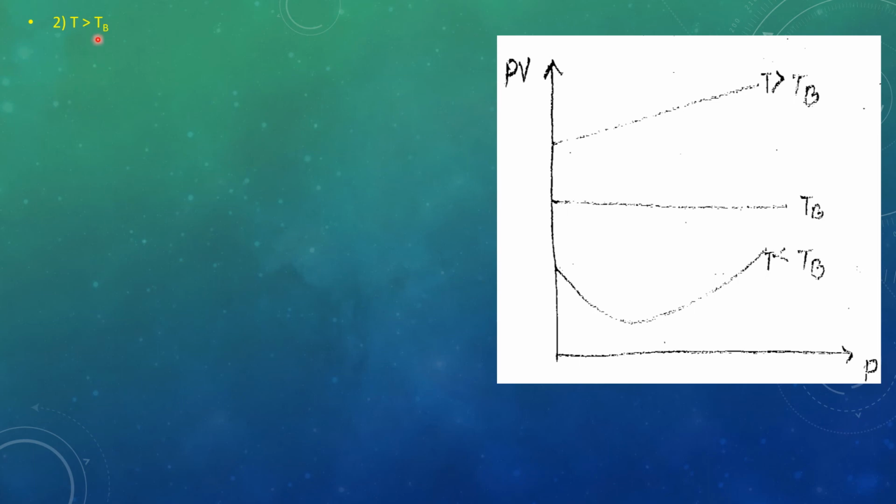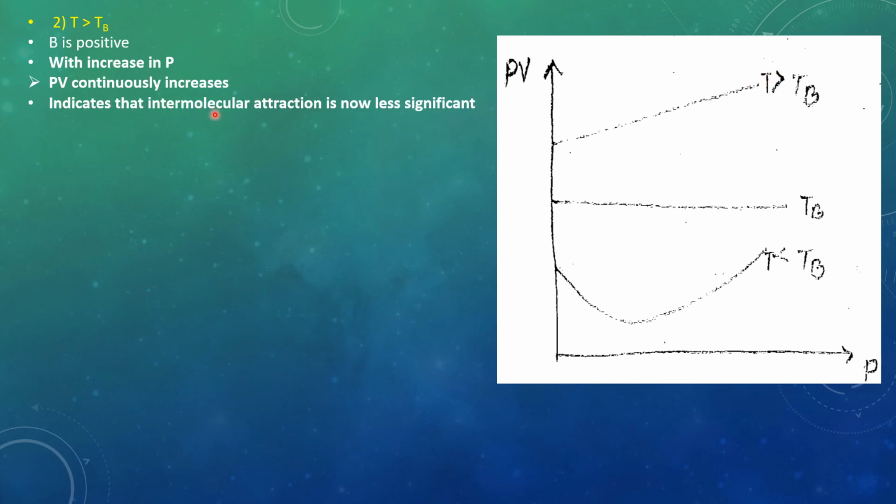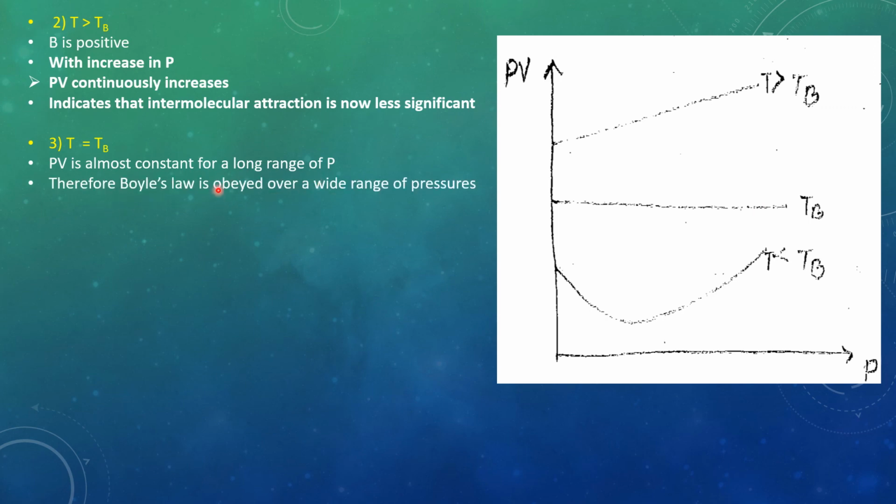For a temperature greater than Boyle's temperature, B will be positive. That is this curve, this line. With increase in T, PV continuously increases. This indicates that the intermolecular attraction is now less significant. And for a temperature equal to Boyle's temperature, that is this line, PV is almost constant for a long range of pressure. Therefore, Boyle's law is obeyed over a wide range of pressures.